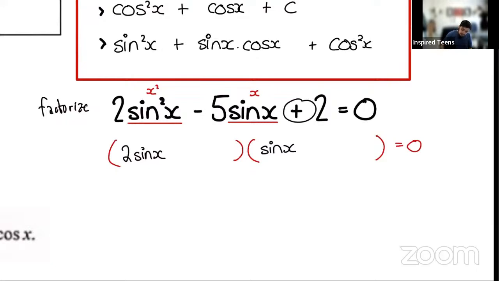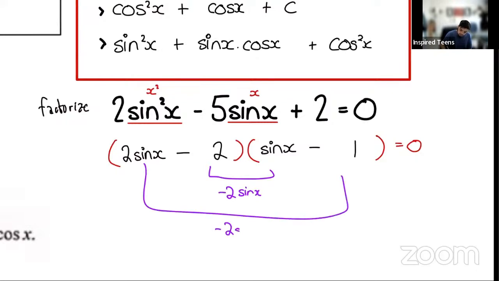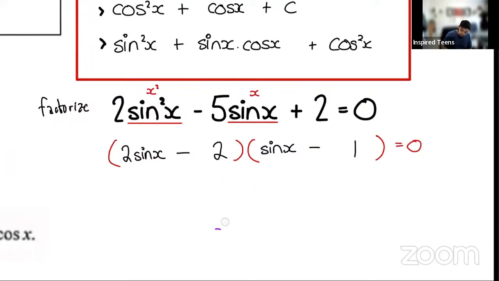Remember, if the second sign is positive, both take the first, so both should be negative. Then we look at the factors of the last term, which are 2. That's going to give us our last terms in each bracket. The only factors of 2 are 2 and 1. But where do I put the 2 and where do I put the 1? Because if I put the 2 there and I do outer inner, I'm going to get negative 2 sine x. So that's how we know it's incorrect. We need to flip it. The 2 needs to go there, the 1 needs to go there.